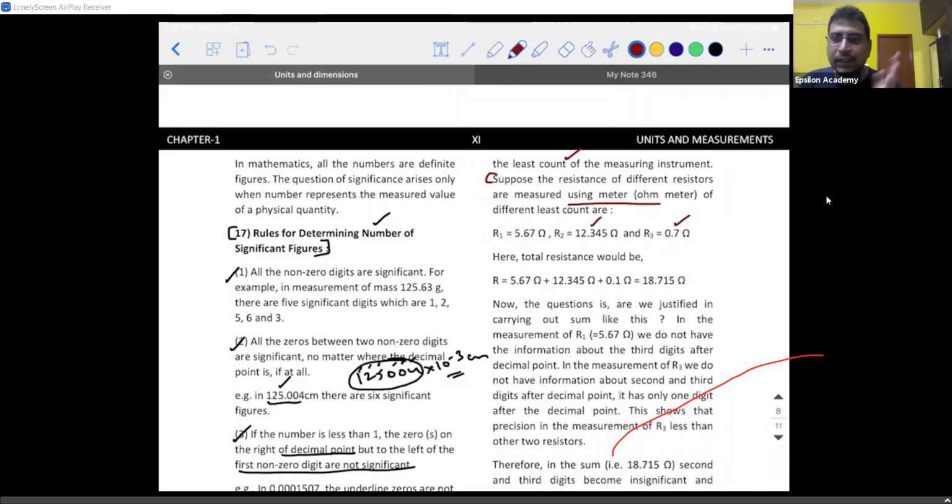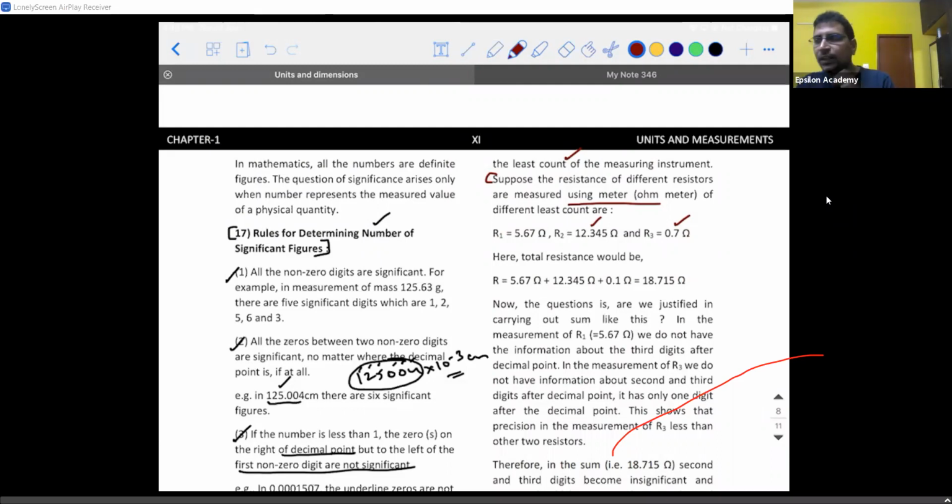Now, let's say you have 3 ohm meters in your hand and 3 resistors in your hand. The first resistor you placed in the first ohm meter, let's say it's a digital ohm meter, is showing a value. You immediately made a note: 5.67. Now you took the second resistor, placed it in the second ohm meter, and you're able to see a display: 12.345. You took the third resistor, placed it in the third ohm meter, and it showed 0.7. Right? Now, let's say I want to do an experiment where I'm interested to connect all these resistors in series.